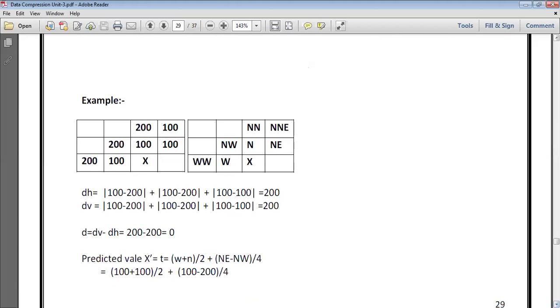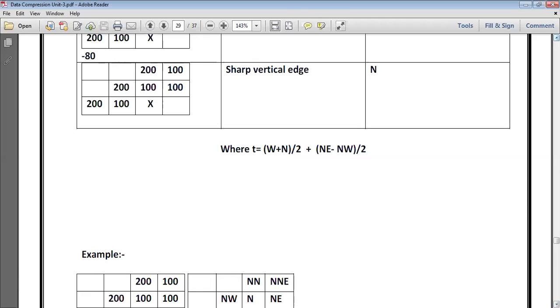So, sorry, here in the formula there is a single mistake. This one is a 4. आप लोग अपनी कॉपी में करेक्ट कर लीजिएगा. This one is a 4, not 2. Northeast minus northwest divided by 4.